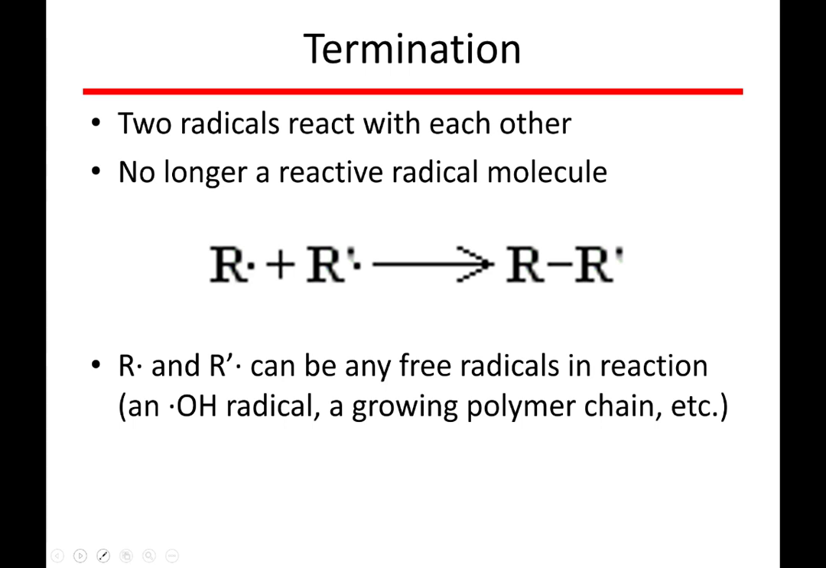It could be an OR group from the organic peroxide that you split using light in the initiation step. It could be another polymer chain. It could be anything. But anytime that 2 free radicals pair up with one another and bond together, they neutralize one another, and you cannot perform any further growth of the polymer at that point.